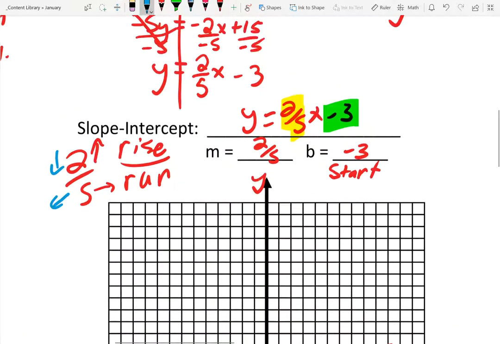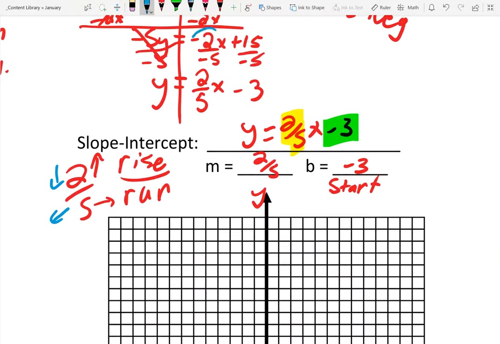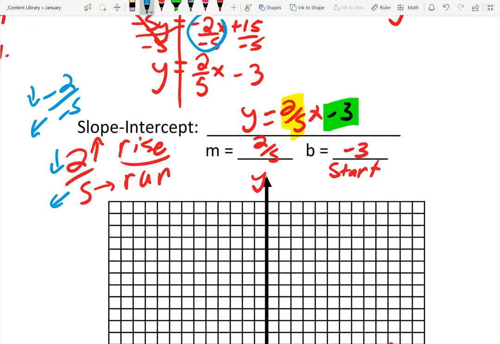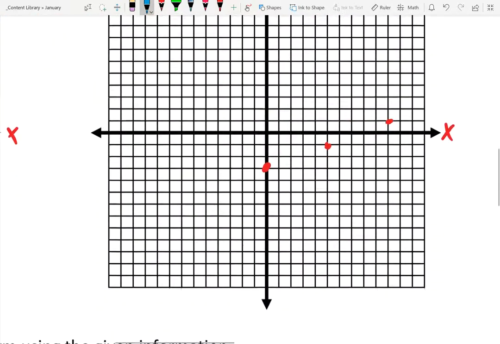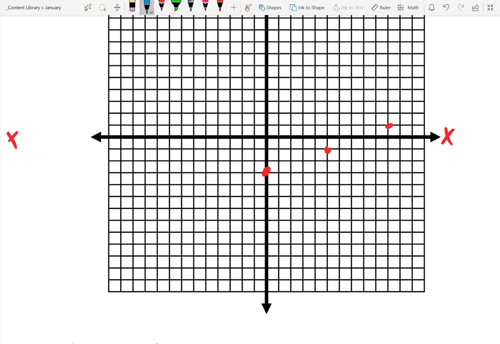Which, by the way, if you had kept it as a negative 2 and a negative 5 originally, you would be going down 2 and left 5, right? So it's still the same trend. It's just you kind of would have started backwards. But it's still the same direction. Down 2, left 5 puts you here. Down 2, left 5 puts you here. And you kind of complete your full line. All right, so now let's look at number 3.